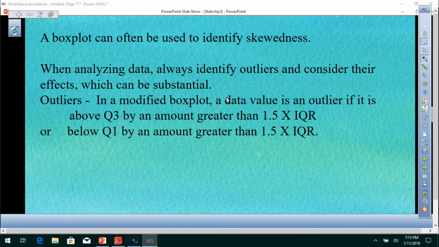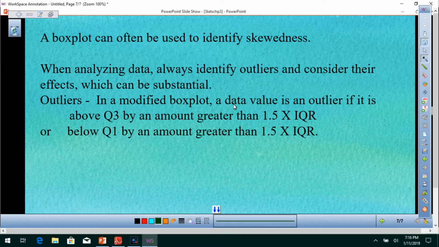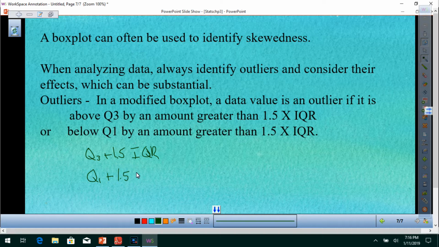In a modified box plot, a data value is an outlier if it is above Q3 by an amount greater than 1.5 times the IQR, that is, above Q3 plus 1.5 times the IQR, or below Q1 by that amount, Q1 minus 1.5 times the IQR. So let's calculate those.